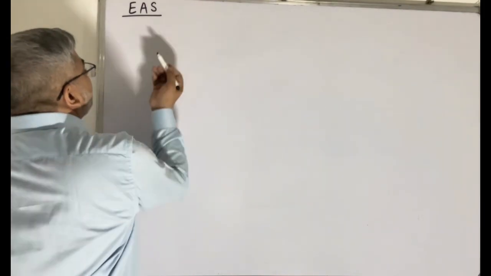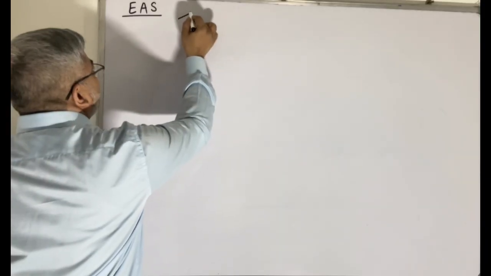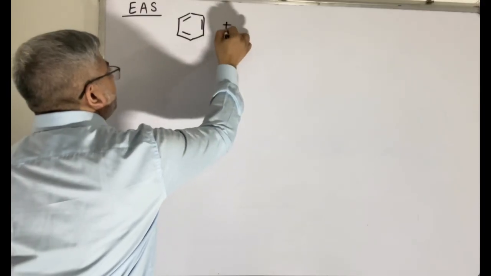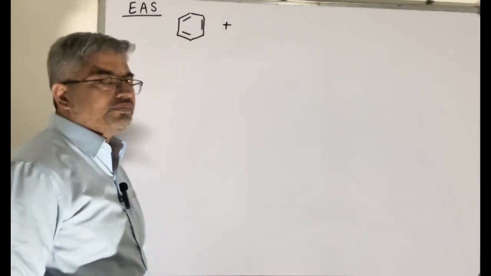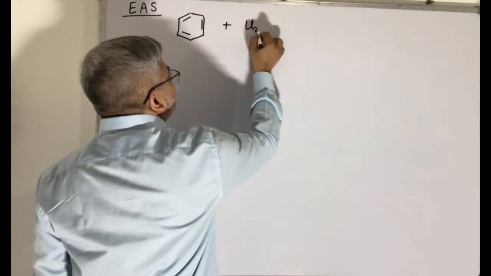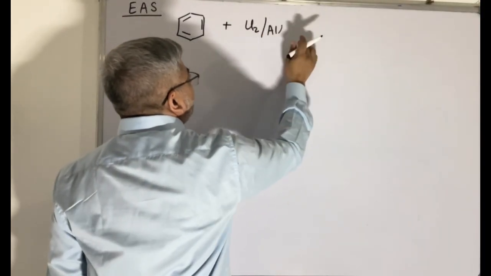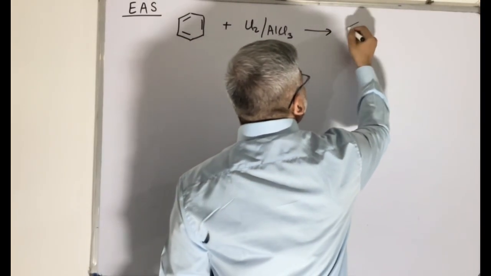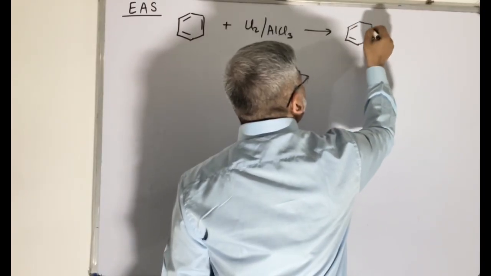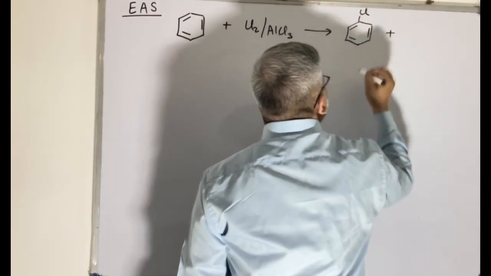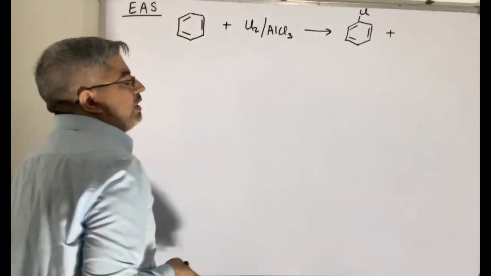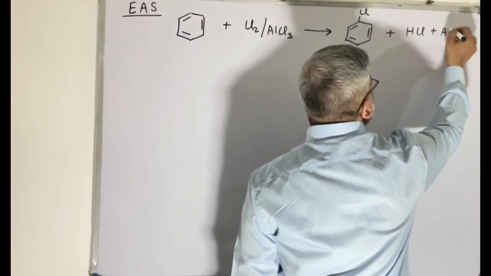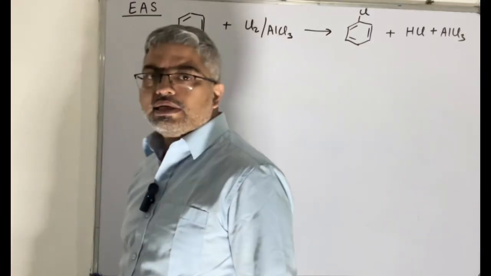So what does it include? It includes the basic model of the reaction. I am taking a standard reaction, that is benzene. When benzene reacts with chlorine in presence of AlCl3, it forms chlorobenzene. So this is the basic reaction of benzene with chlorine and AlCl3. Then the byproducts are HCl and AlCl3.